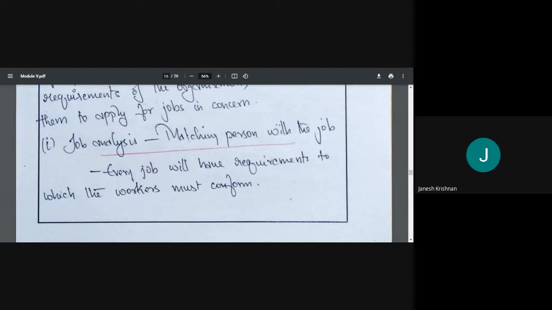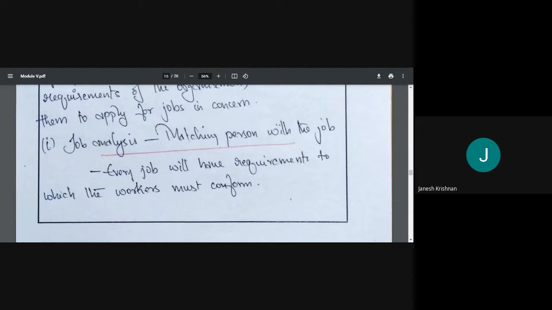Every job will have requirements which the workers must meet. That is, every job has certain demands which we must be able to meet. Some might be physical, some might be mental. Mentally, we have to act. Psychologically, we should be able to cope with that.